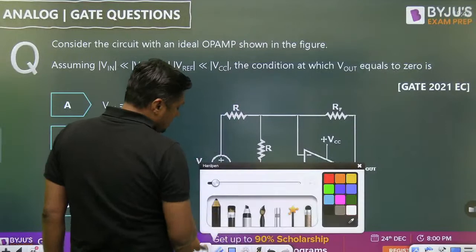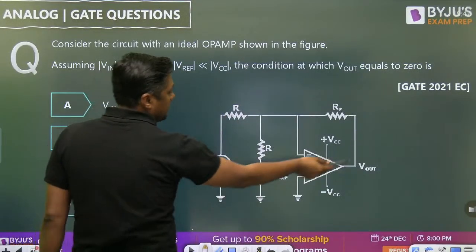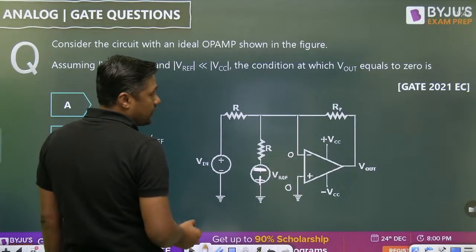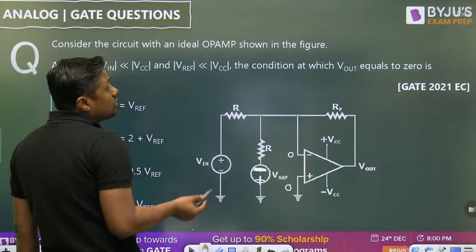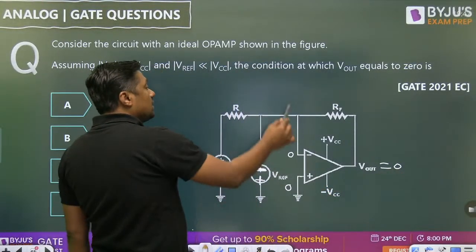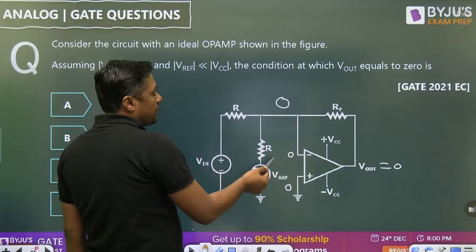If it is an ideal operational amplifier, there is a negative feedback. This is a negative feedback. That's why the virtual short concept is valid. Voltage at this point is 0, and that is saying that V out is also equal to 0. Now, my dear friends, write down the KCL at this point.